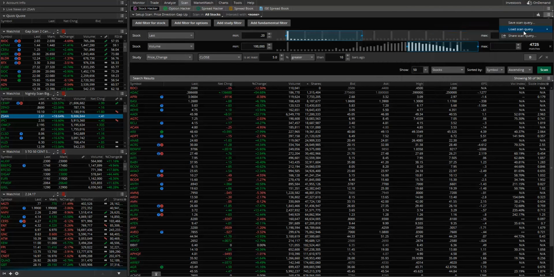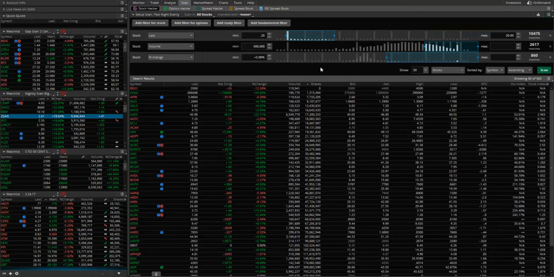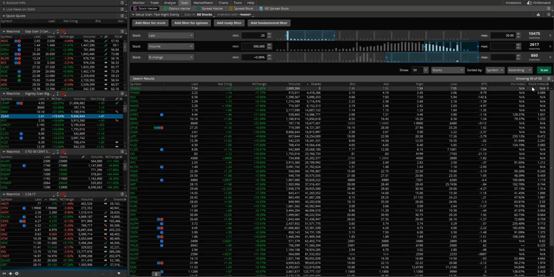Yeah, I did save it. I'm sorry. So what you do is you go to personal and you go down to whatever you named it. So I named it test nightly scan. So now it's loaded. And when I hit scan, here it shows up my 50 stocks that were in play for the previous day.